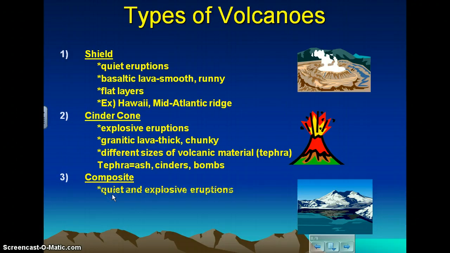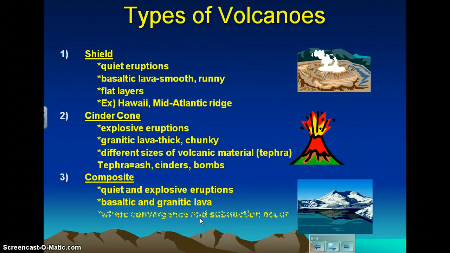Composite volcanoes have kind of a mixture of types of eruptions. Some quiet and explosive eruptions happen with it. It has two kinds of lava, basaltic and granitic. It will remind you more of a mountain, and these happen where convergence and subduction occur.